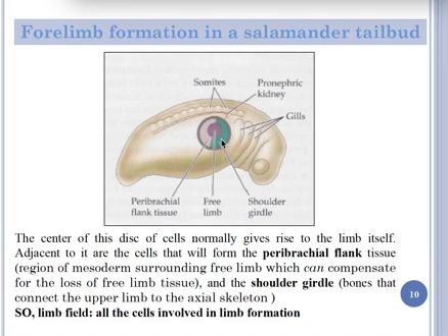It's like, for example, in humans, we have the clavicle and the scapula, these bones that connect the upper limbs with the axial skeleton. Here it's the same. We have this shoulder girdle that gives the bones that attach the upper limbs to the axial skeleton. So when we say limb field, for example, in this organism, it means all the cells involved in limb formation, and here I mean the free limb, the peribrachial region, and the shoulder girdle.